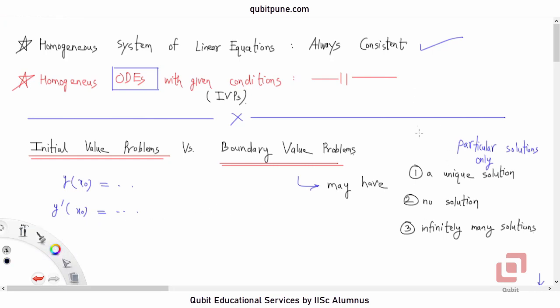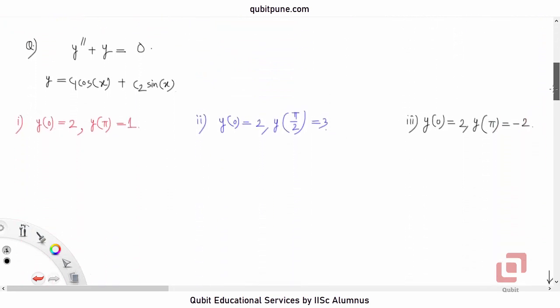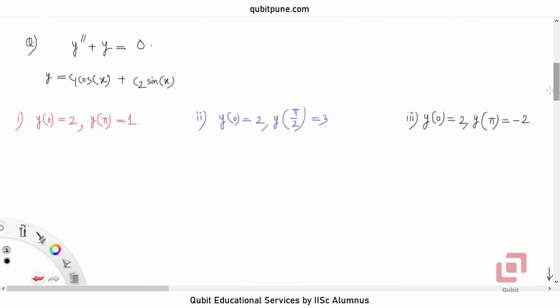So now the question is how to solve boundary value problems, or is it really true that they may have a unique solution or no solution or infinitely many solutions? To understand this better, let's take one standard differential equation and try three different possibilities. The differential equation that I'm going to consider is a homogeneous second order linear equation with constant coefficients. You know that its general solution is c1 cos x plus c2 sin x. This is basically the differential equation of simple harmonic motion, right?